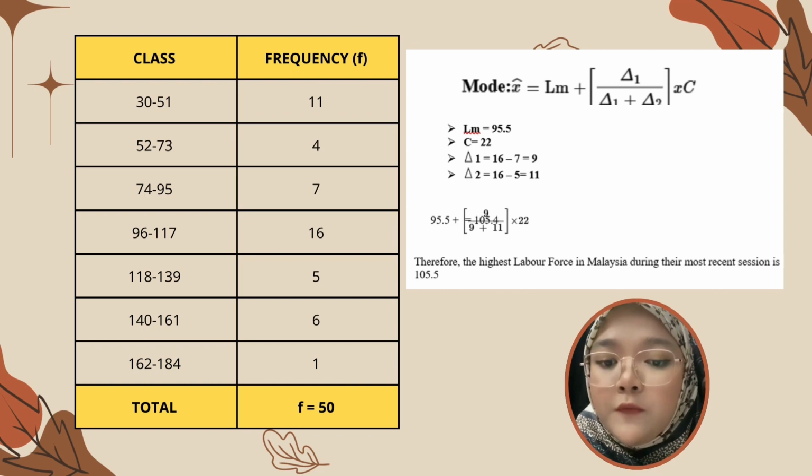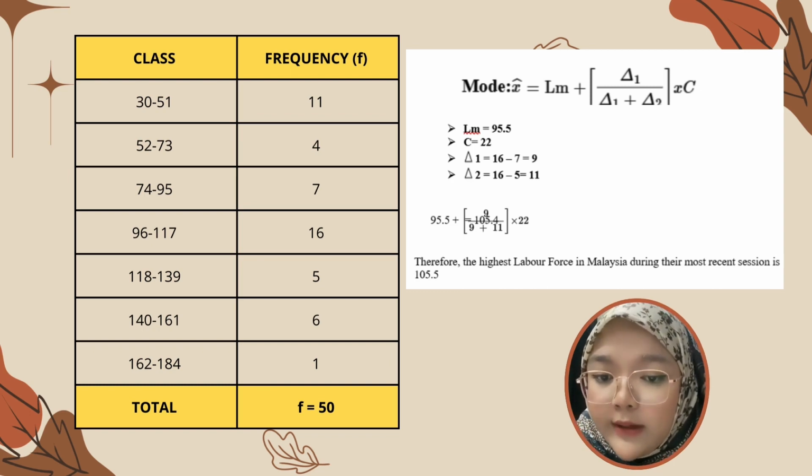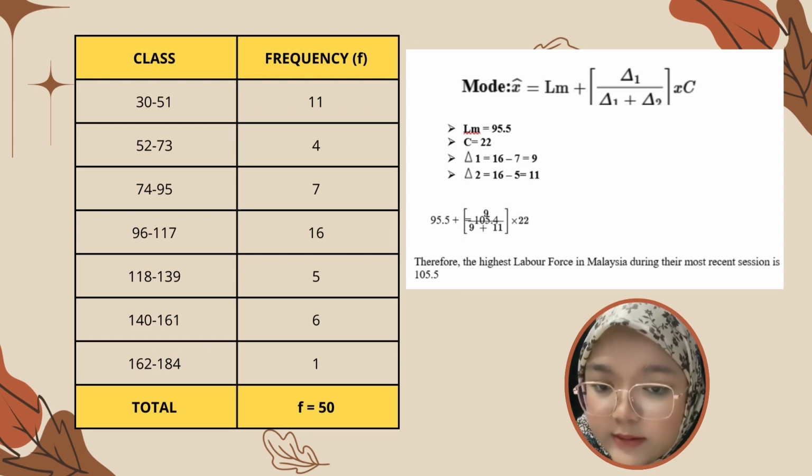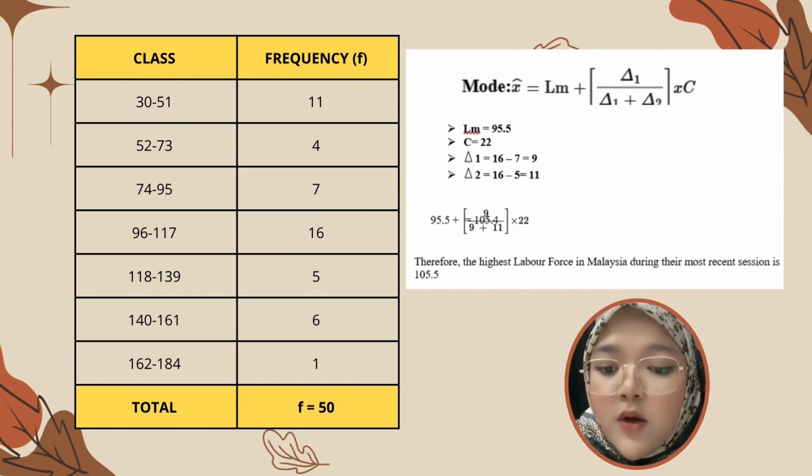Okay, next we move to the mode. For LM, LM equal 95.5, C equal 22, delta 1 equal 16 minus 7 equal 9, delta 2 equal 16 minus 5 equal 11. Therefore, the highest labor force in Malaysia during their most recent season is 105.5.